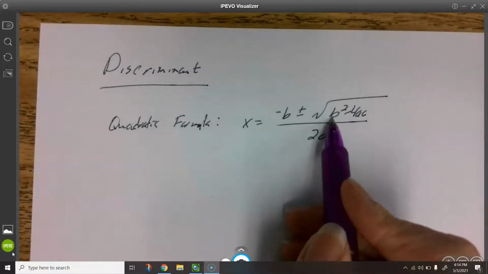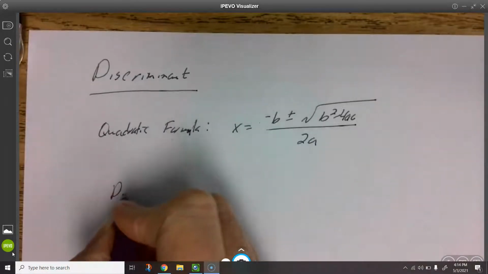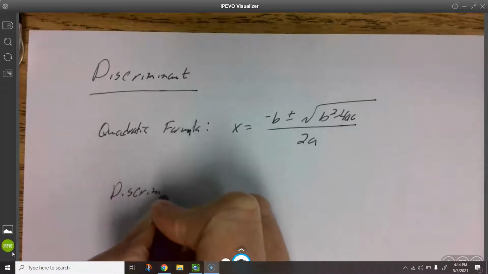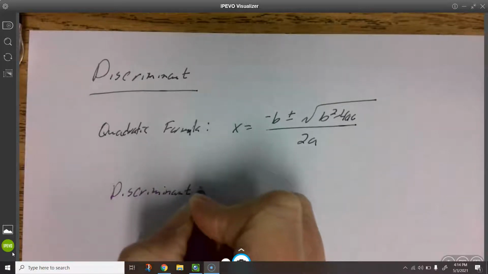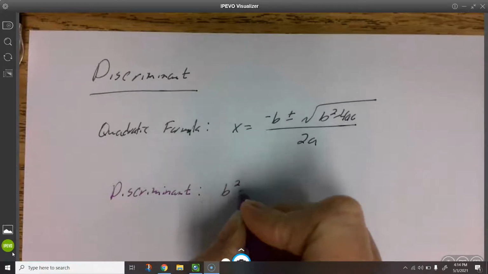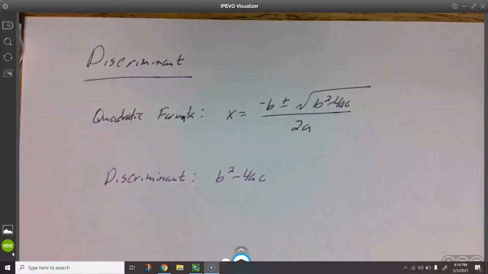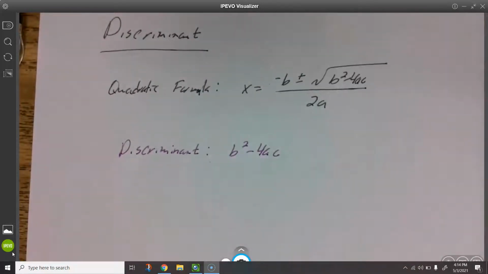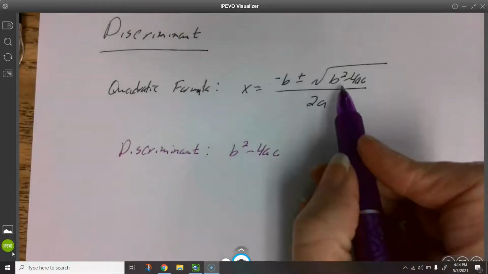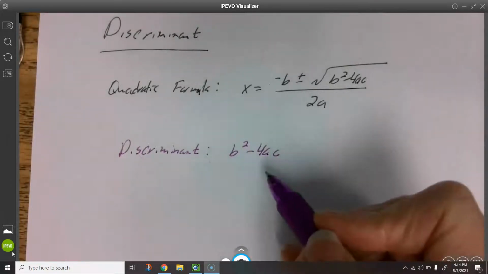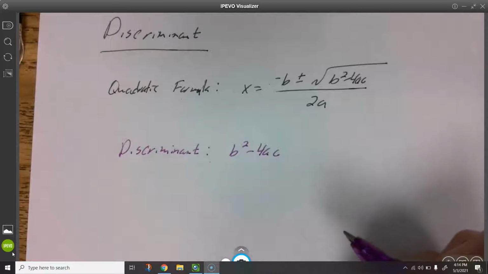So this right here is the discriminant. The discriminant is b squared minus 4ac. And as you've been doing quadratic formula, you've probably noticed this. Depending on what the discriminant is, it determines what your solutions will be.